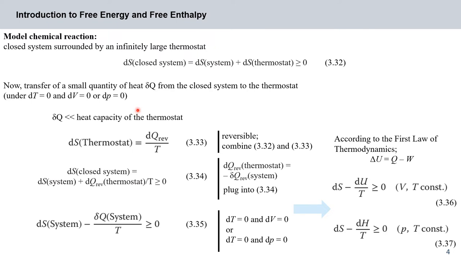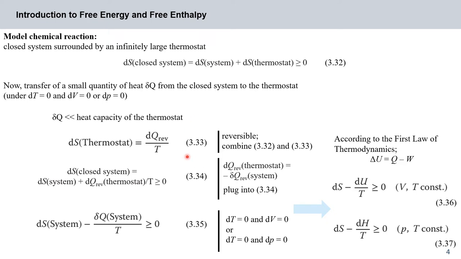lead to a temperature change in the thermostat, because of the small magnitude of delta Q compared to the heat capacity of this infinite thermostat. That means also that the same amount of heat could be given back into the system without any permanent changes to the thermostat, because remember our initial assumption: the thermostat is infinitely large. So essentially we get to our equation 3.33 here.